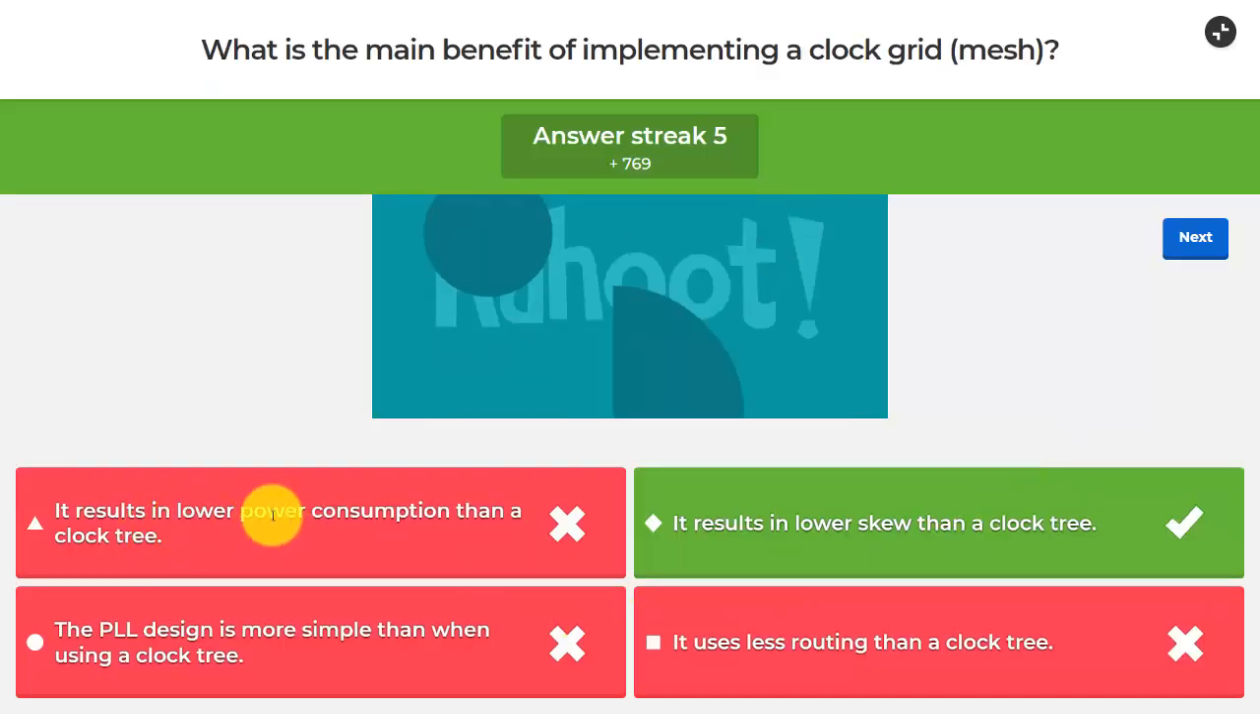So going back, it results in lower power consumption than a clock tree. That's for sure not true. It's more power consumption. It results in lower skew than a clock tree. That's what we said is the reason that we would use a clock mesh. The PLL design is more simple than when using a clock tree. No, it's the same type of PLL. Or it uses less routing than a clock tree. And no, it probably uses a lot more routing than a clock tree. It's going to use at least a whole metal layer.